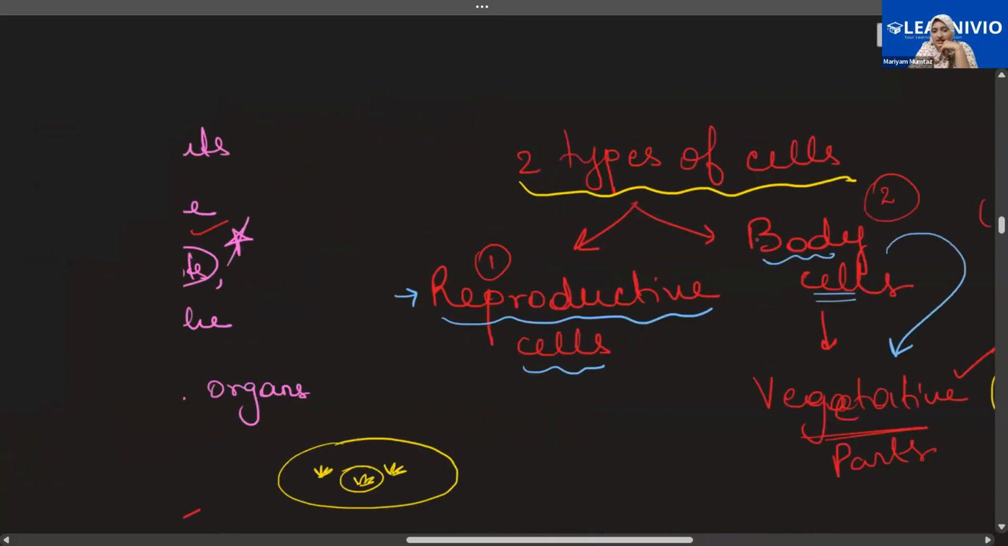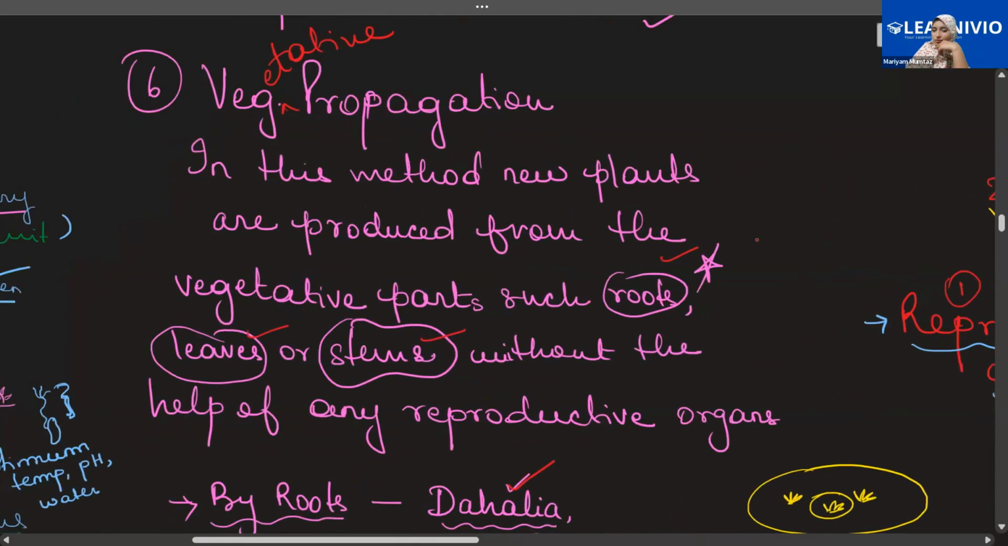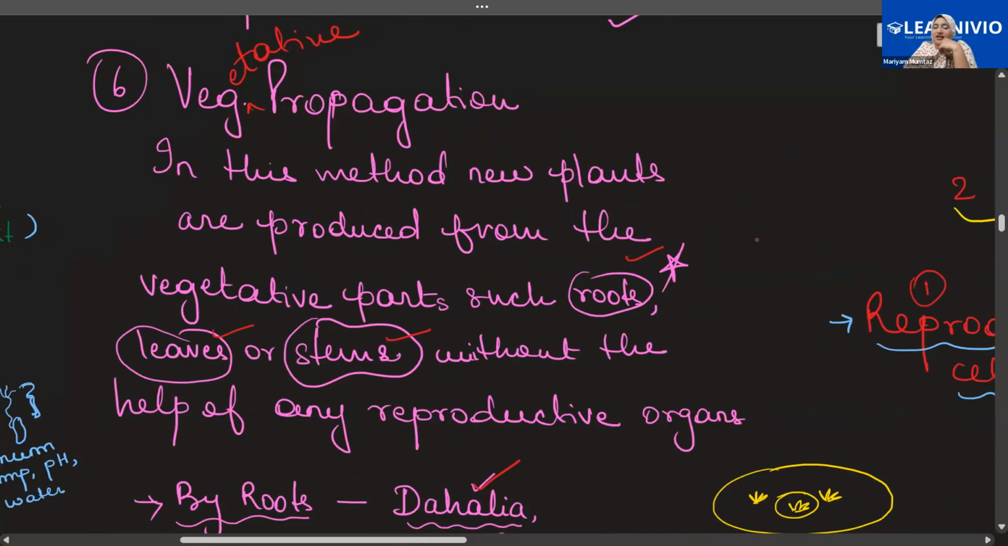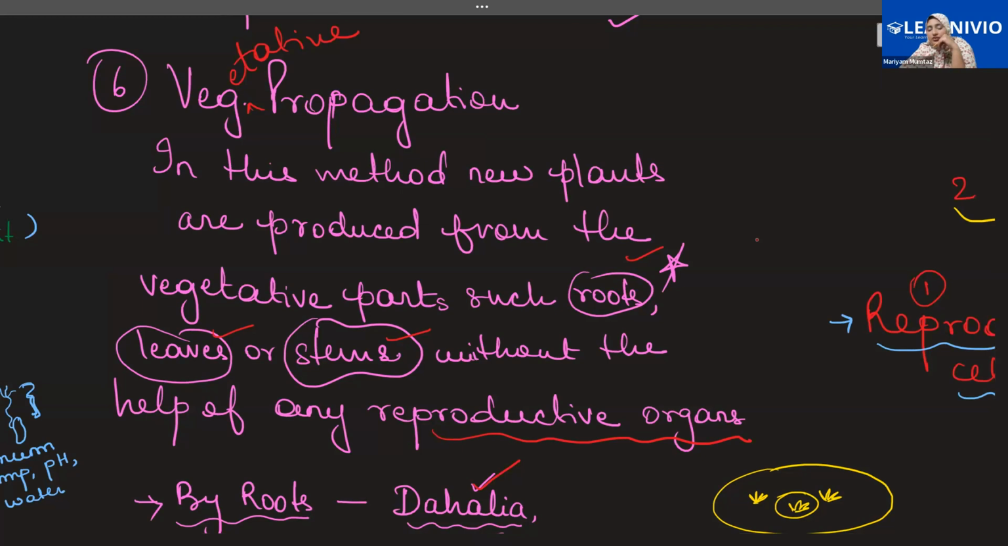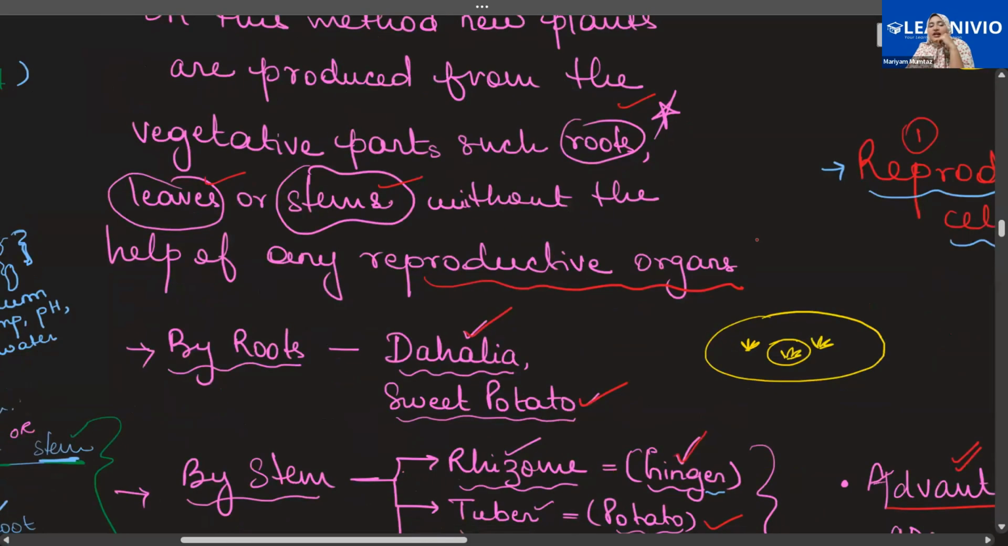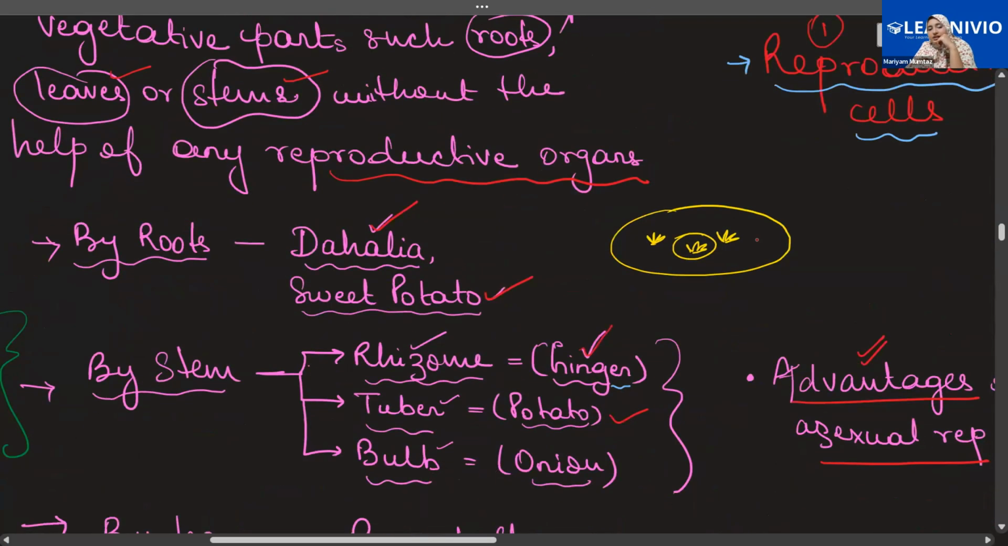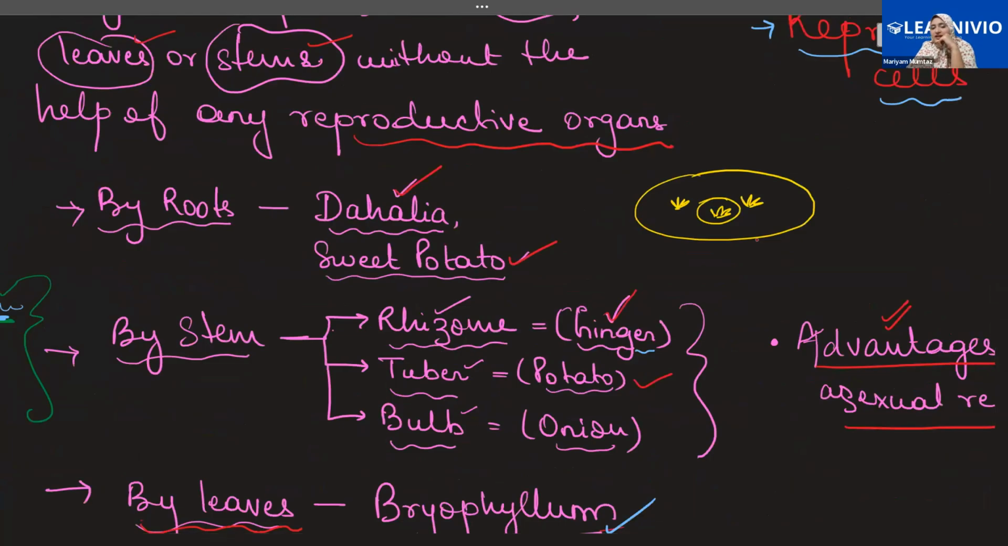The root has no function in reproduction, leaves have no function, stems have no function. So without using the reproductive organs, when we use the other body organs of the plant, such as roots, stems, or leaves, to grow a plant, that is known as vegetative propagation. For example, if we are using the roots for vegetative propagation, that is done in the case of dahlia plant and sweet potato.